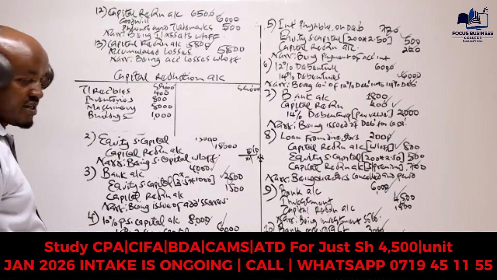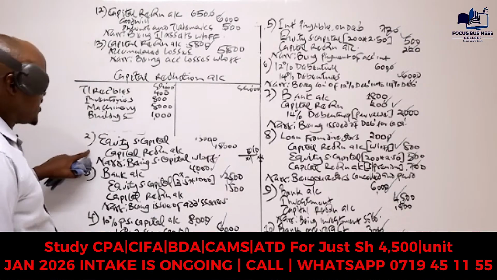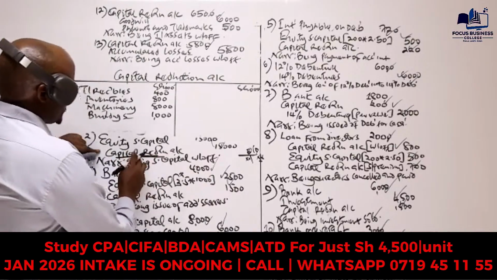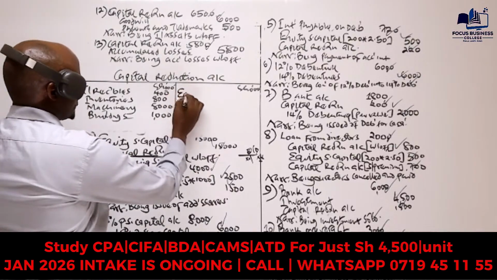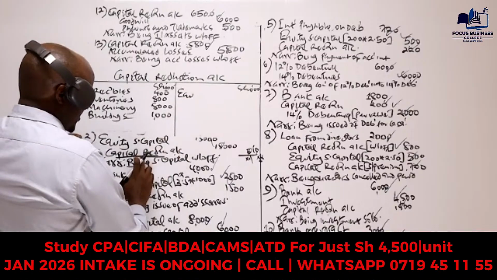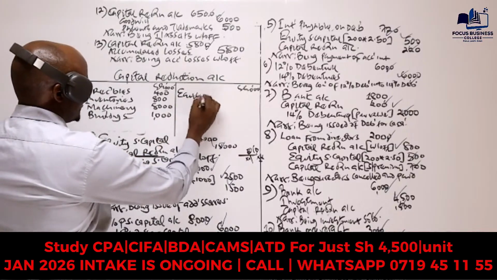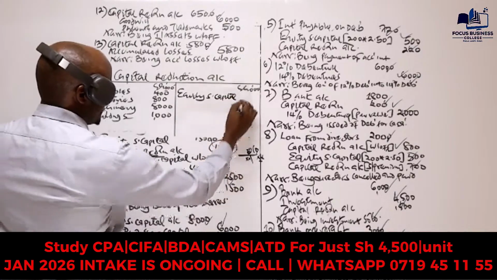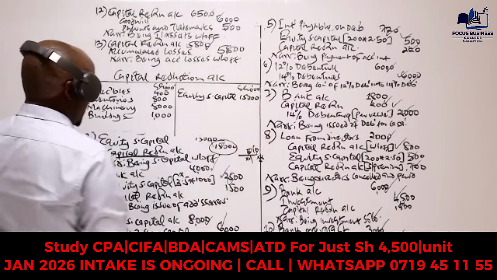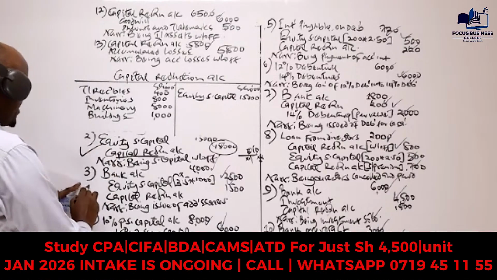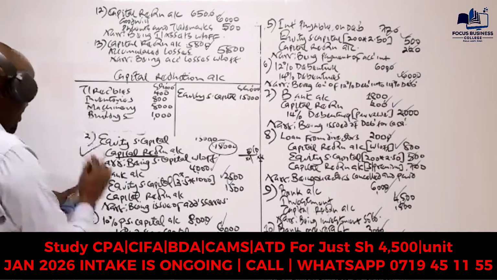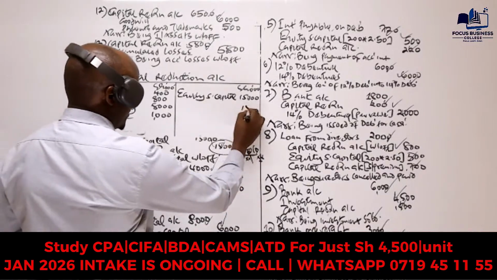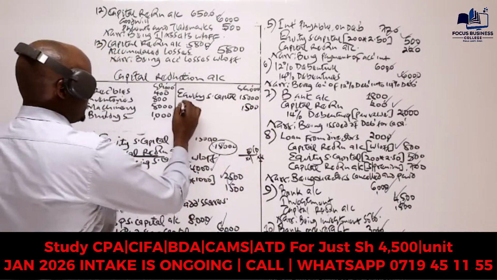Then we go to journal entry number 2. We check whether the capital reduction account is affected. Yes, the capital reduction account is supposed to be credited. The other entry is in the equity share capital account with this particular amount, 15,000. Journal entry number 3: is the capital reduction account affected? Yes, it is to be credited with 15. The other entry is in bank.